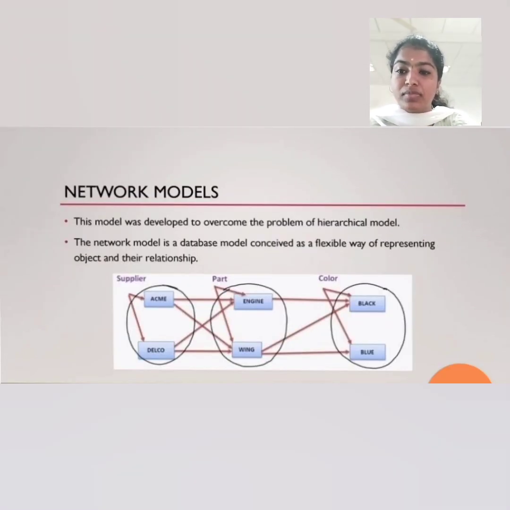Network models. This model was developed to overcome the problem of the hierarchical model. The network model is a database model conceived as a flexible way of representing objects and their relationships. Here we have supplier, part and color. ACME is paired with engine and wing, and engine is paired with black. In supplier, ACME and DELCO are there; in part, engine and wing are there; and color is black and blue.